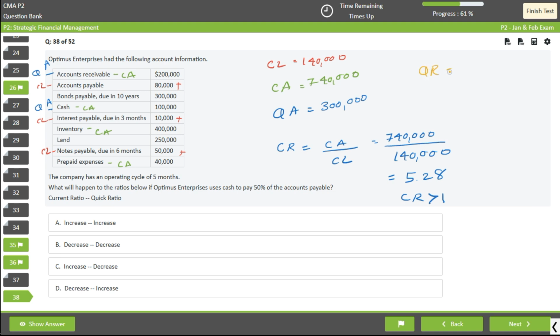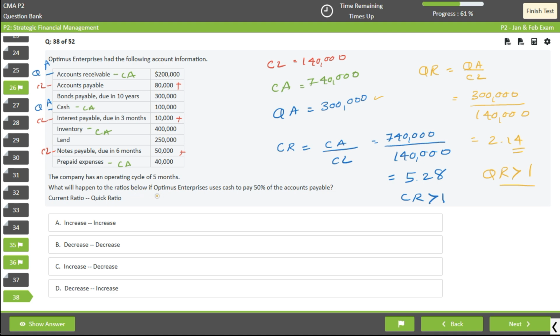So quick ratio is quick assets by current liabilities. What are your quick assets? It is 300,000, divided by your current liabilities, which are 140,000. So quick assets 300,000 by 140,000 is 2.14. So the quick ratio is also greater than 1.